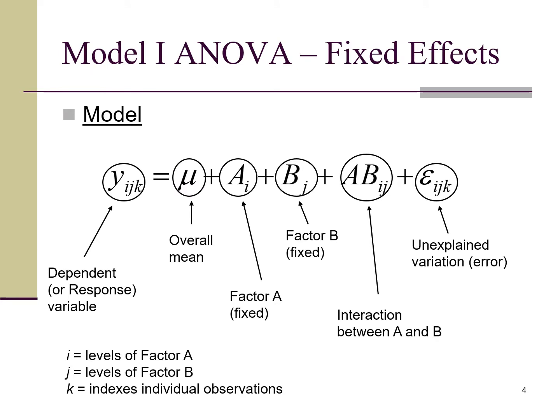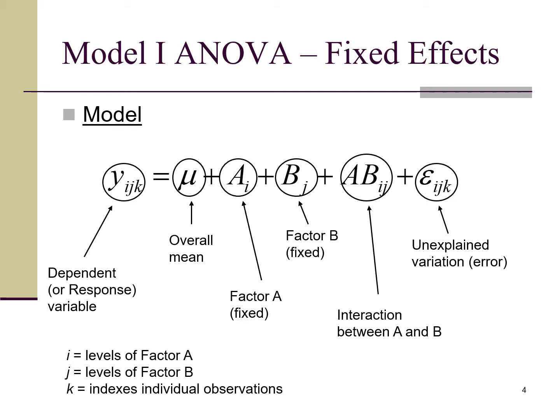So Model 1 ANOVA, fixed effects. We have a dependent or response variable there at the left, y sub ijk, where i is an observation of one level of factor A, j referring to the level of factor B, and k, the observation. That is, we have, say, 5 observations at factor level A0 and B0, so k would go from 1 to 5. We have an overall mean.